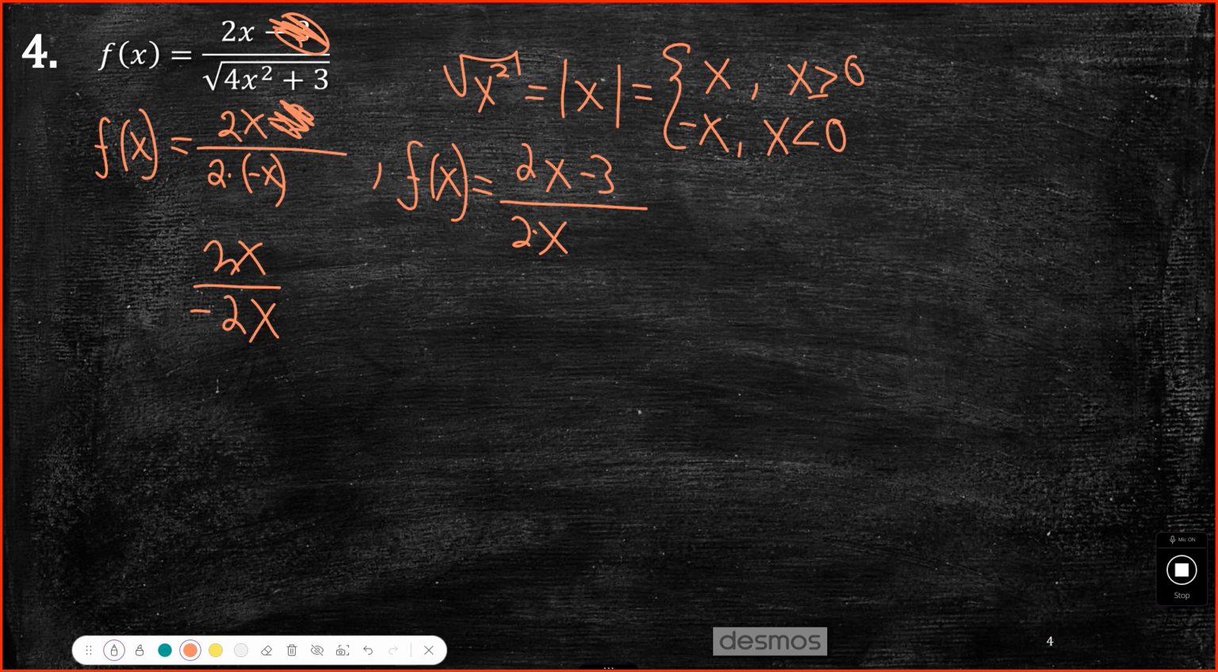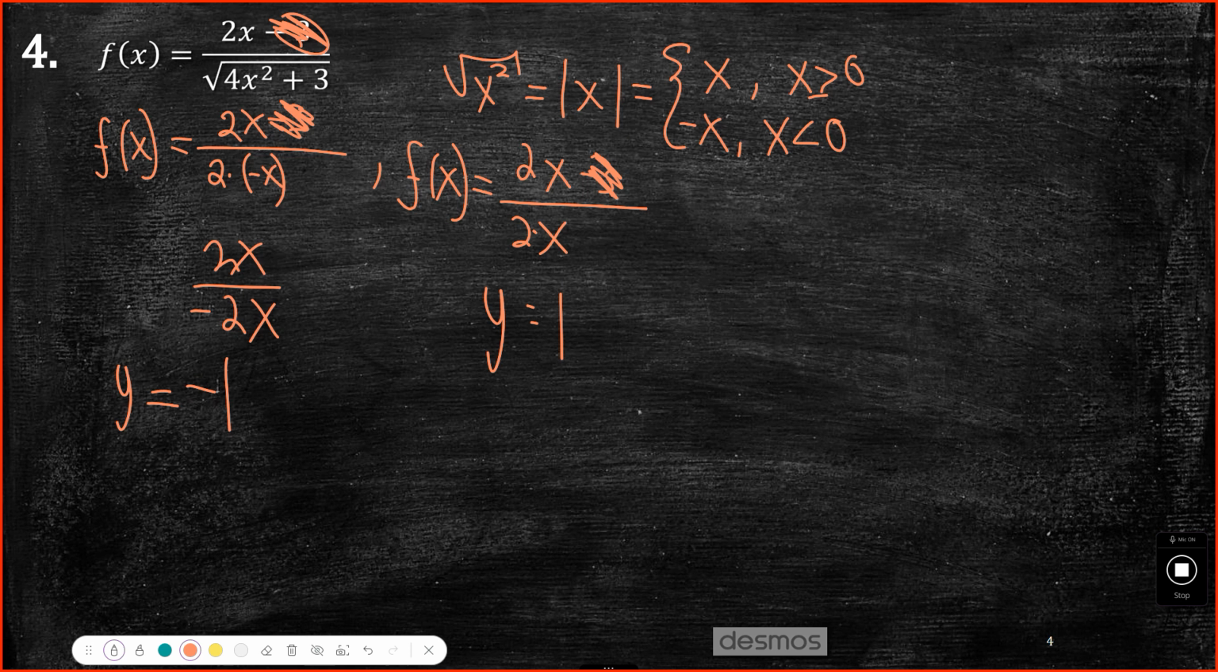So what's 2x divided by negative 2x? Negative 1. So it'll have a negative 1 horizontal asymptote. And then this one is insignificant. So 2x divided by 2x, it will be positive 1. So this one will be y equals positive 1.